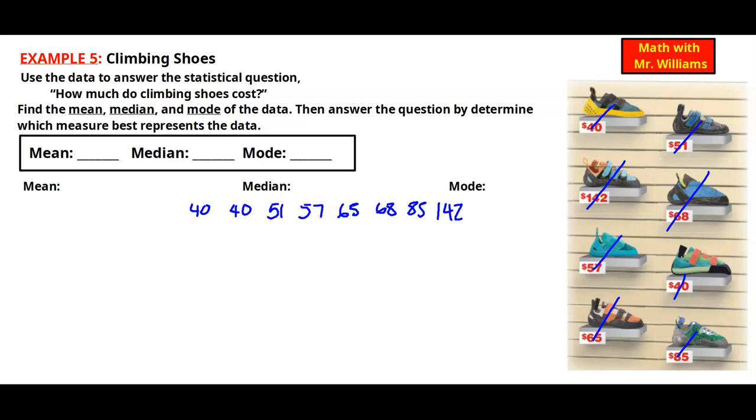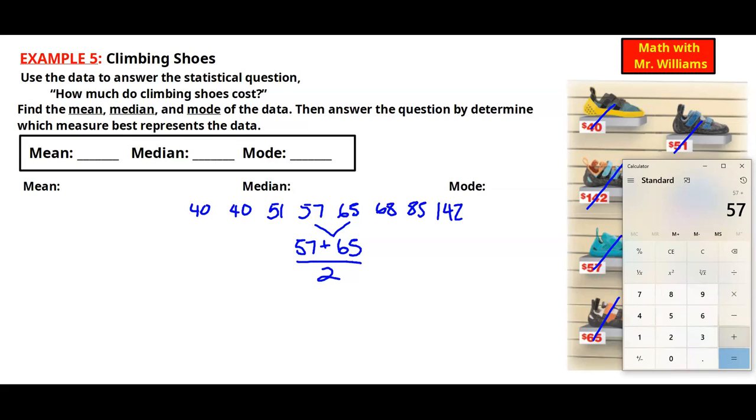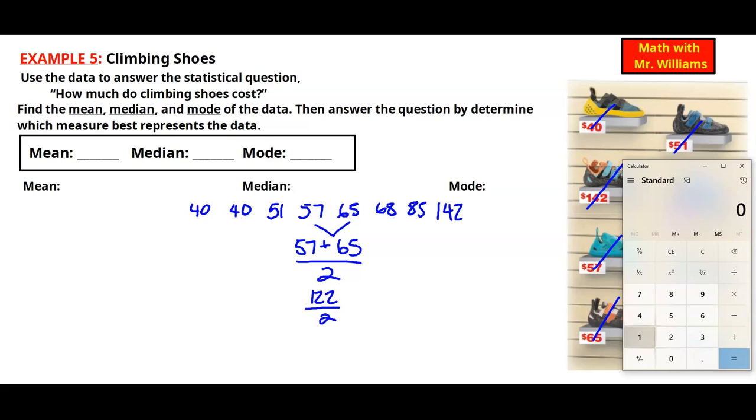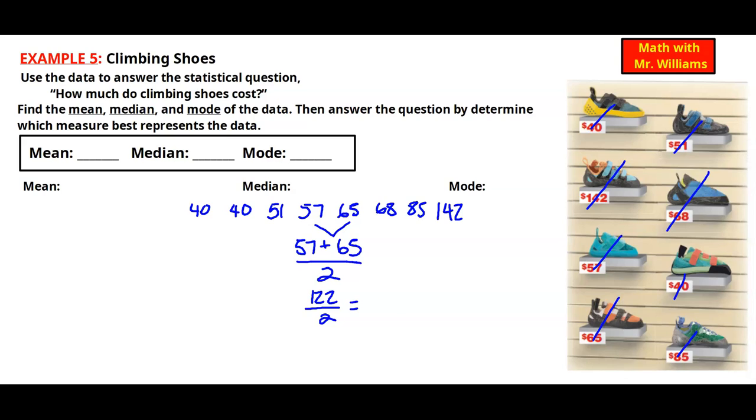So I see that these two, 57 and 65, will be in the middle, so I add them up, 57 plus 65, and I divide them by 2 to find our median. Let's pull out the calculator. So 57 plus 65 equals 122. We divide that by 2, and we arrive at 61 for our median.